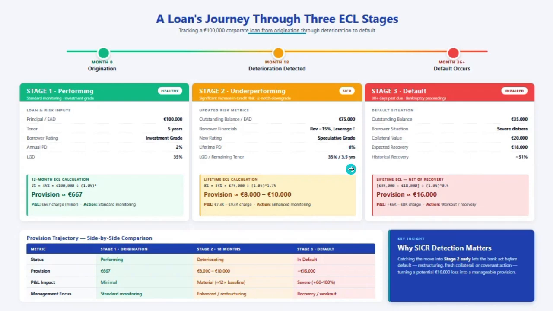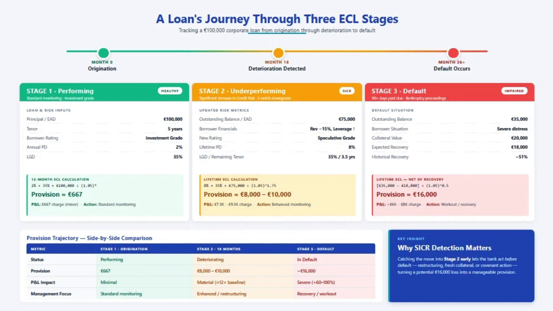The borrower in the industry is now facing challenges. Their revenue growth has slowed, and the bank's internal rating model has also downgraded them by 2 notches. The estimated lifetime PD has now increased to 8%, and the loan hasn't defaulted and isn't in arrears. But clearly, the credit risk has significantly increased, and now the bank moves this loan to stage 2.